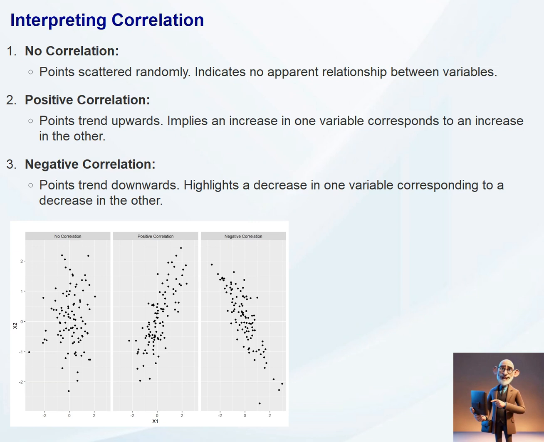Conversely, in the case of negative correlation, the scatter plot reveals points trending downwards. This signals a situation where an increase in one variable corresponds to a decrease in the other. It's like a seesaw effect, where one goes up as the other goes down.